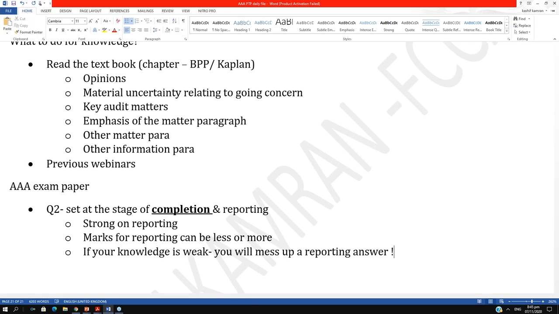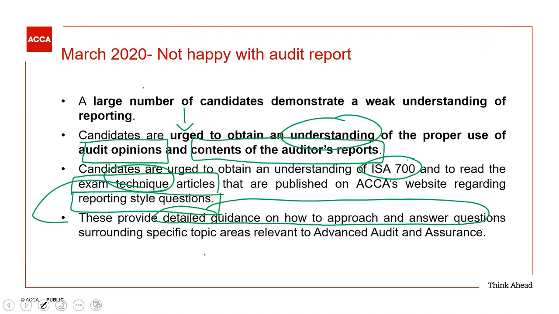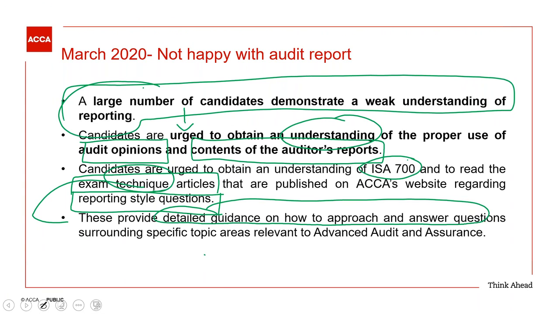And that is the reason the examiner was very critical. That was the reason the examiner was very critical, saying that a large number of students had a weak understanding of reporting. The examiner is not happy. So if you want to make your examiner happy and pass the AAA paper, you want to ensure that you spend time on reporting. You want to ensure that you have proper knowledge of reporting. I hope that's clear to all of you, right?